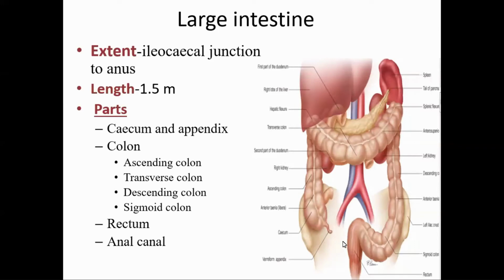The commencement of the large intestine is the cecum and vermiform appendix. Then the colon. The colon is divided into 4 parts. They are the ascending colon, transverse colon, descending colon, and sigmoid colon. Then rectum and anal canal. These are the parts of the large intestine.